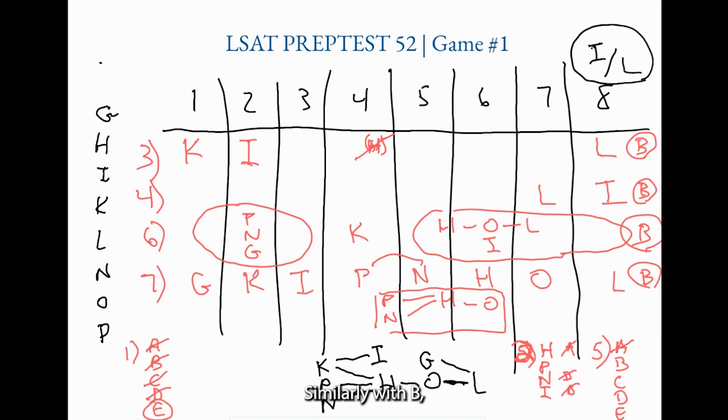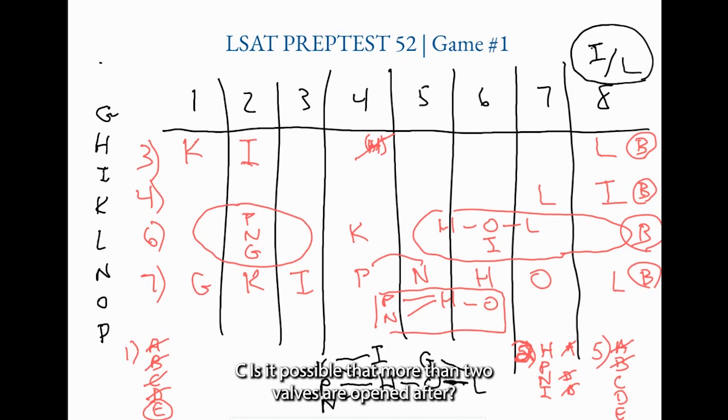Similarly with B, we could say the opposite of at least 2 is either 1 or none. Could we have 1 or no valves before G? Sure. G could be first. So B is gone. Now we have to kind of flip the script for choices C, D, and E, because now the language is "no more than." Well, the opposite of "no more than" is to take out the "no." It's to say "more than."